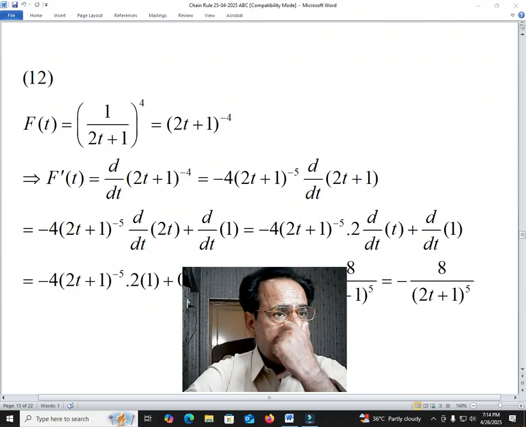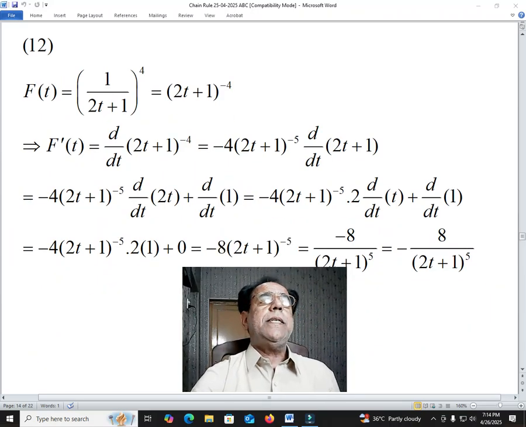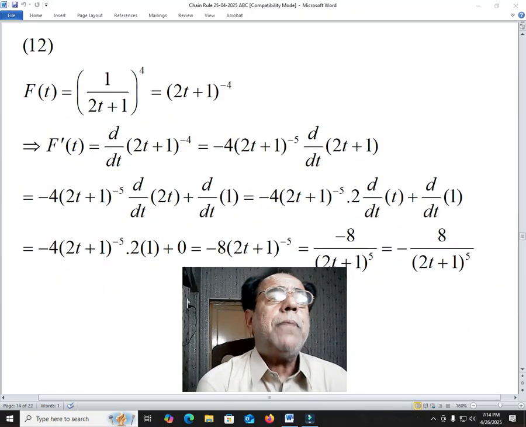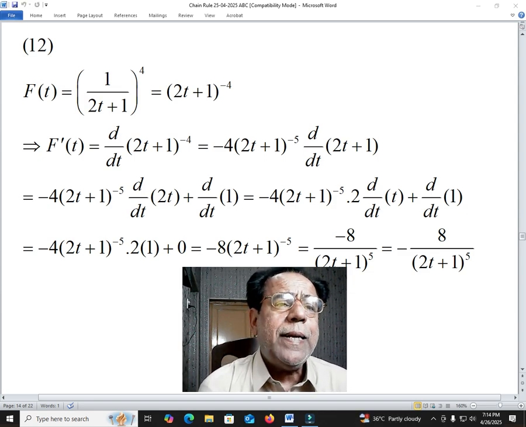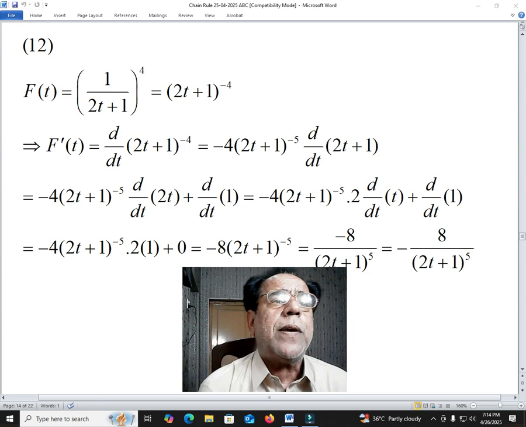Okay, problem number 12, f(t) is equal to this, power 4. So this power 4 will be of 1 as well as of 2t plus 1.